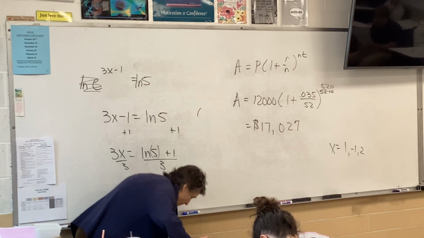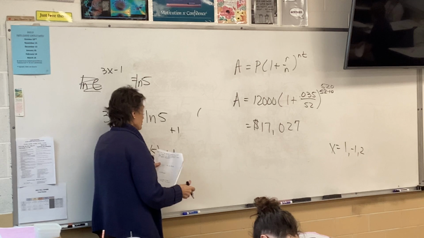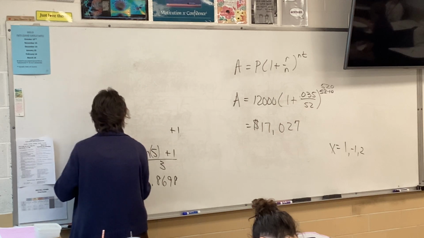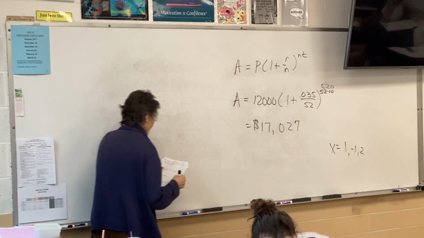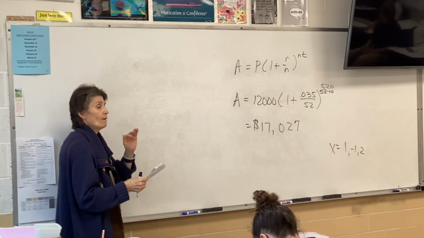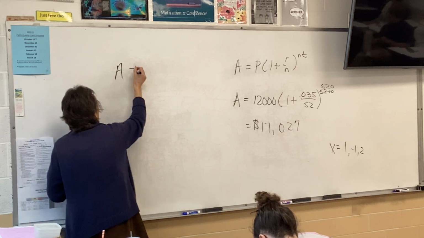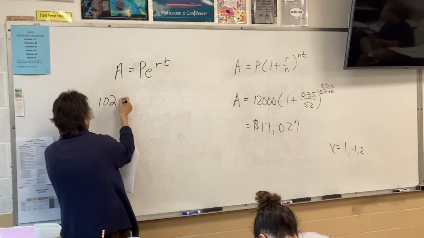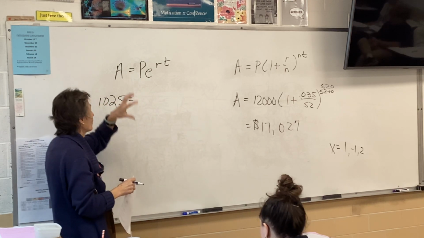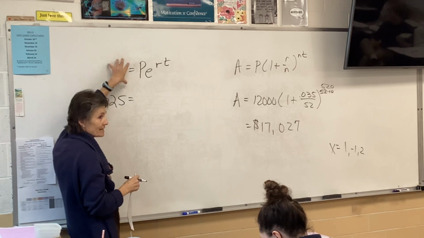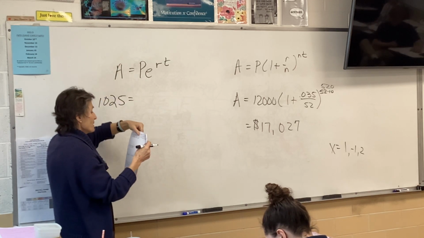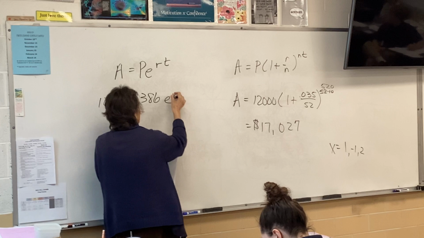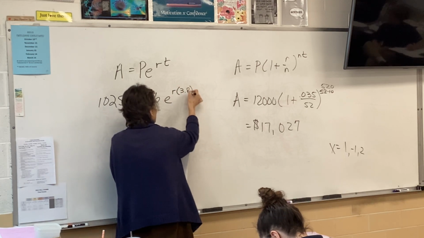Next one. We're not gonna finish this one, but we'll finish it tomorrow, the next time I see you. Number 24. Find the growth constant for a strain of bacteria. What formula? All right. 1025 is what I end with. Remember, this formula starts with the end here. This is the end. The beginning is 386. I don't know the R, but I know 3.8 hours is my time.